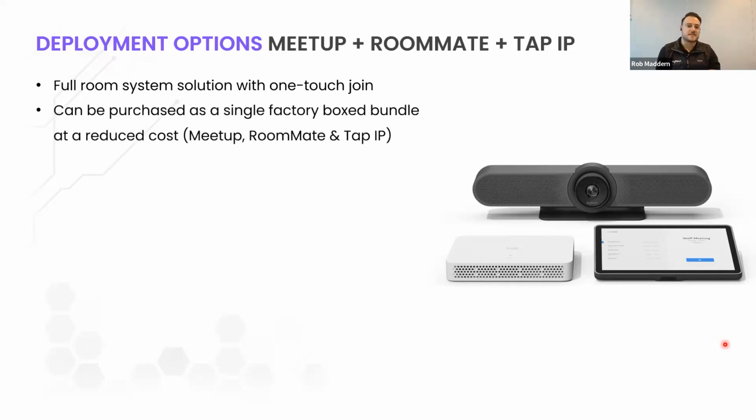It can be purchased as a single factory box bundle at a reduced cost. We actually provide that as a single box that you can order as a line item, and that includes Meetup, Roommate, and Tap IP, which again means you're not wondering, have I got all the right components for my system? Am I sure that everything's going to work together? This is a nice certified solution for Teams, Zoom, and other providers as well.